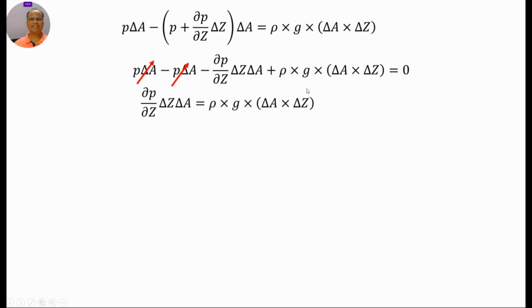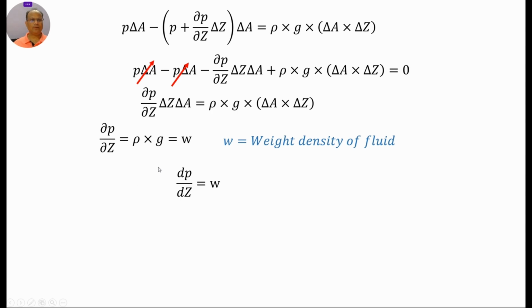Now if I rearrange and cancel the common terms, the rest of the equation is dou P upon dou Z equal to rho G, and this rho G is nothing but W, the weight density of the fluid. Again we modify this: dP upon dZ, because we are checking the effects only in the vertical direction, so the partial derivative changes into a total derivative. So dP upon dZ is equal to W. This is your hydrostatics law.